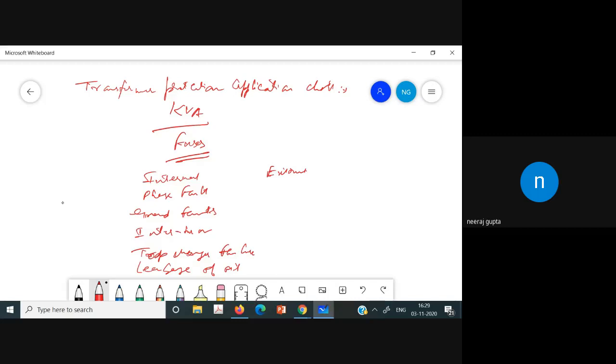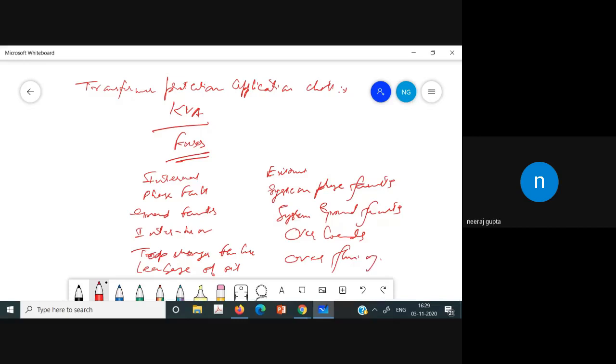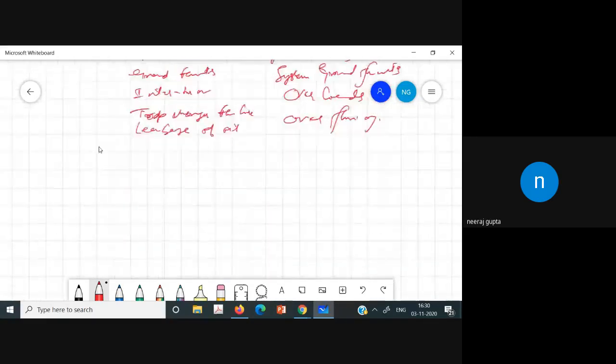And the external faults: system phase faults, system ground faults, then we will have overloads and overfluxing. And last is the application of the protective schemes that we have discussed.